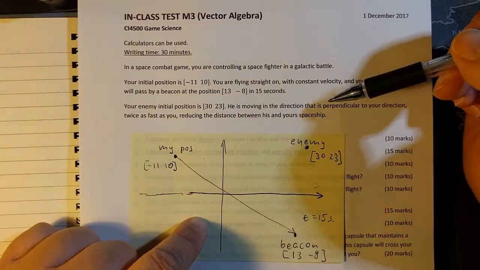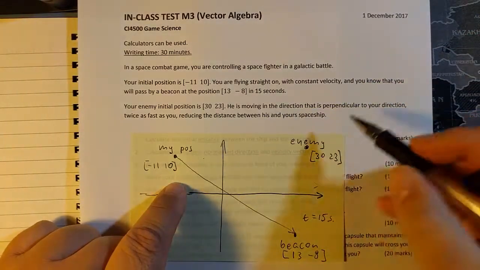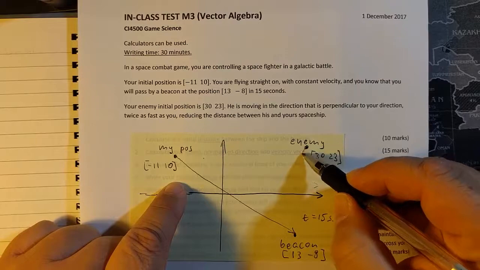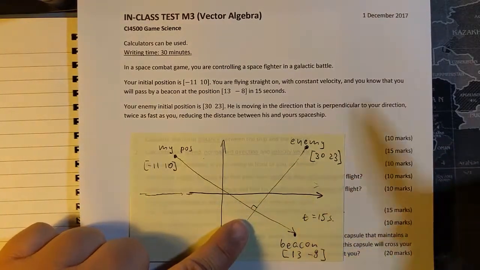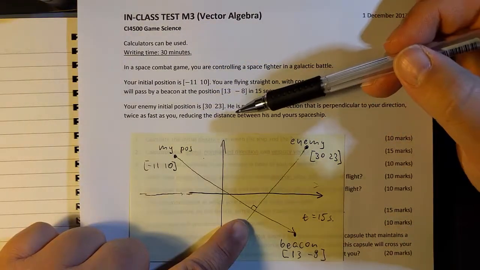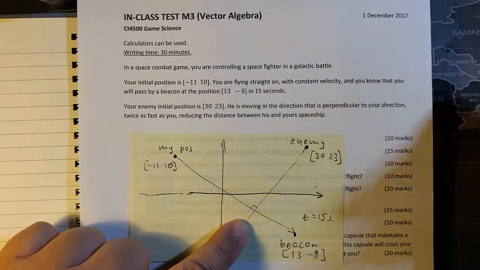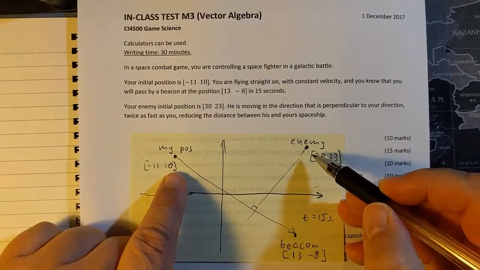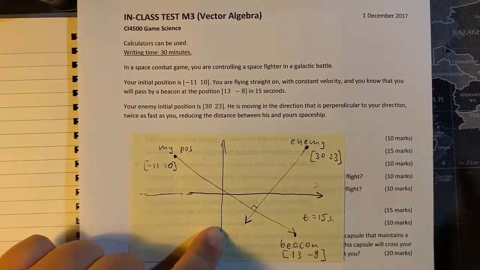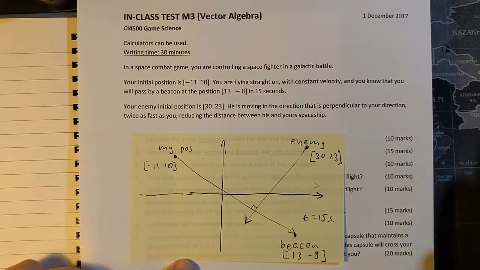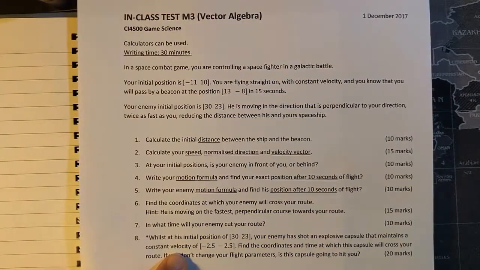He's moving in the direction that is perpendicular to your direction. Perpendicular: this is my direction, so the enemy's direction will be something like this, and this is of course a right angle. Twice as fast as you, reducing the distance between his and your spaceship. So if it is reducing, this means that he is flying this way. Alright, so we have a small drawing, and now let's have a look at question number 1.